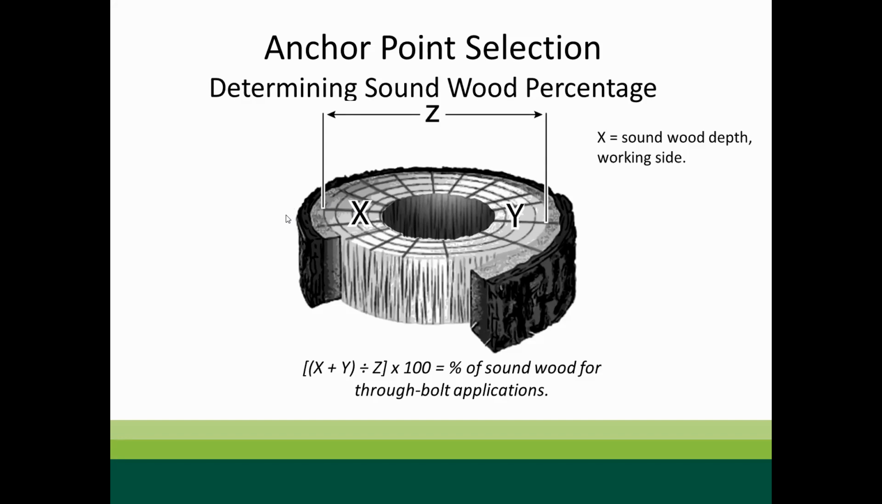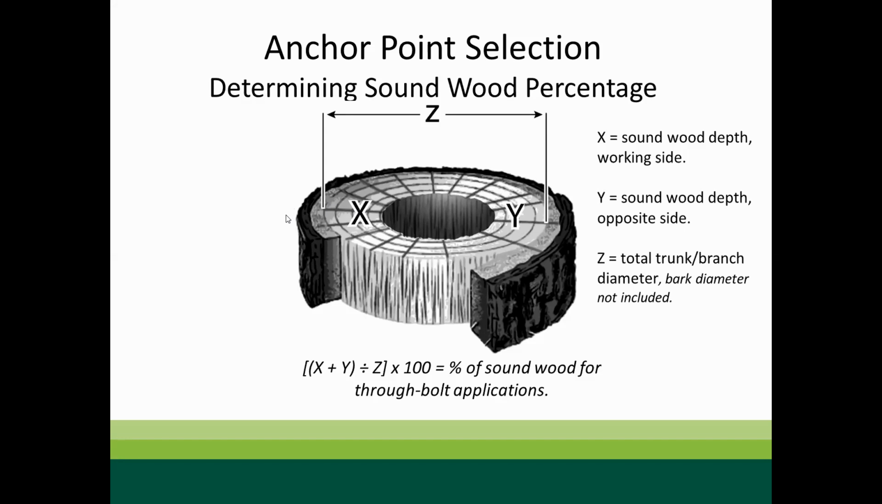And then Y is the depth on the opposite side of that. And Z is the total trunk or branch diameter, not including the bark. Some species like cottonwood can have bark that is half an inch thick, so we have to take that out of the equation.